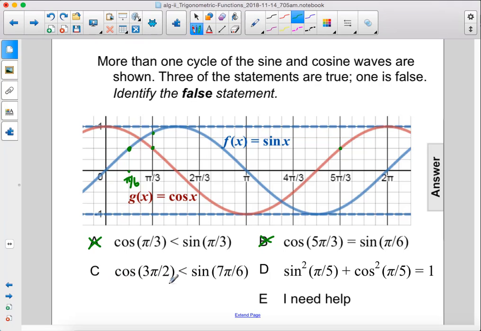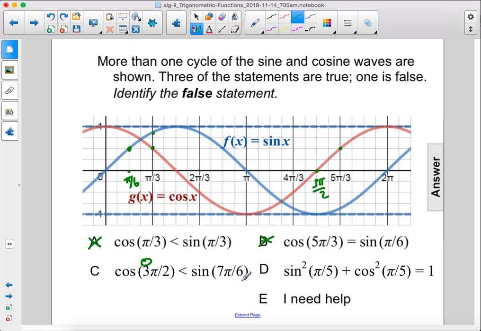Cosine of 3 pi over 2. So 3 pi over 2 isn't marked here. 3/2 pi, so that's 1.5 pi. So we have 1 pi here, 2 pi's here, therefore this middle point is going to be 3 pi over 2. So that's 0. 0 is less than sine of 7 pi over 6.